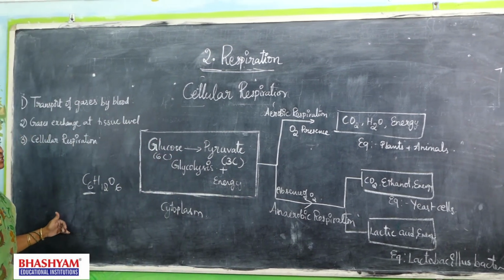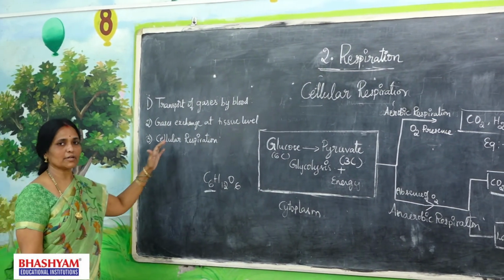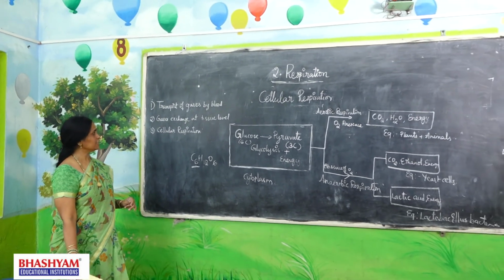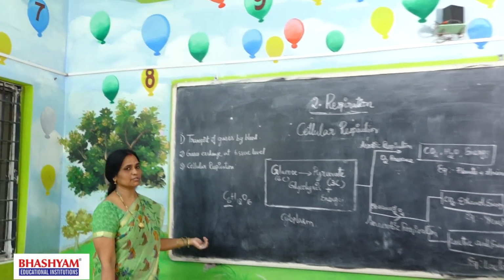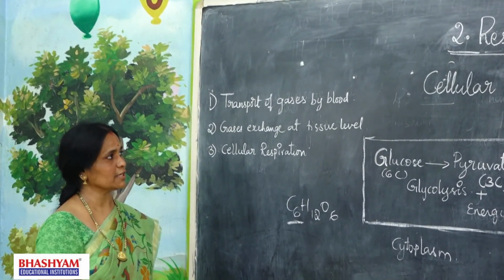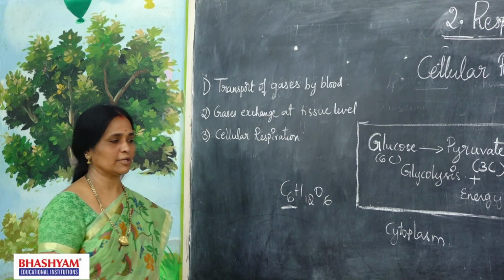So at the end of the session, we discussed how transport of gases takes place by blood, how exchange of gases takes place between blood and tissues, and how the process of cellular respiration takes place in living organisms.